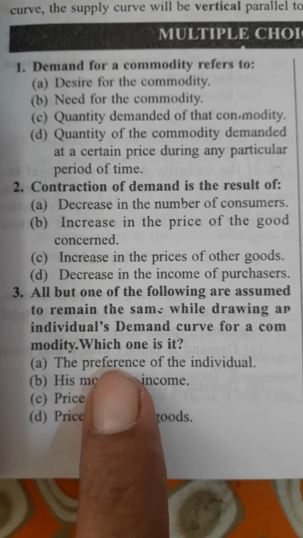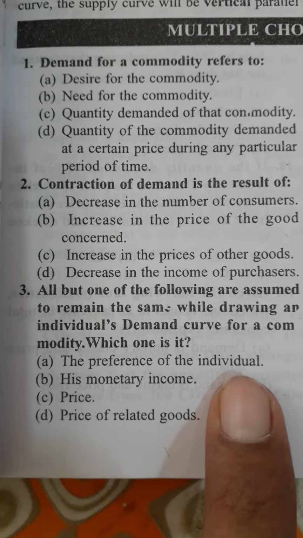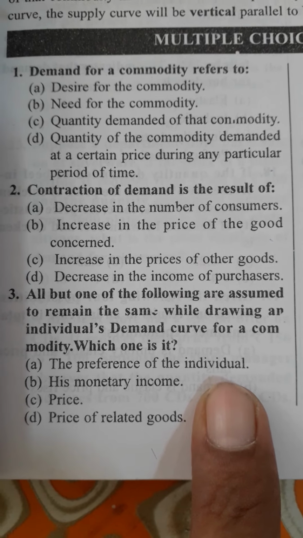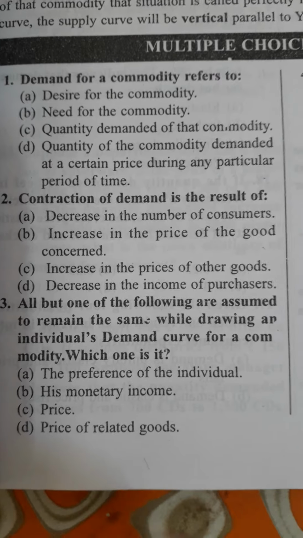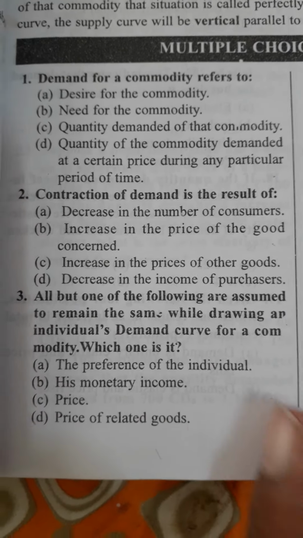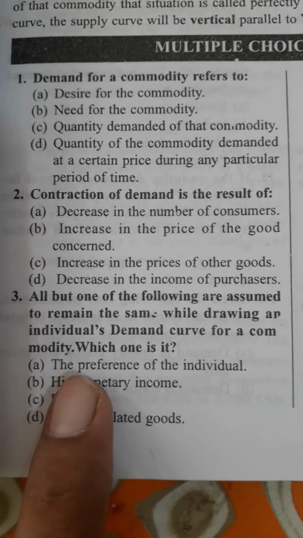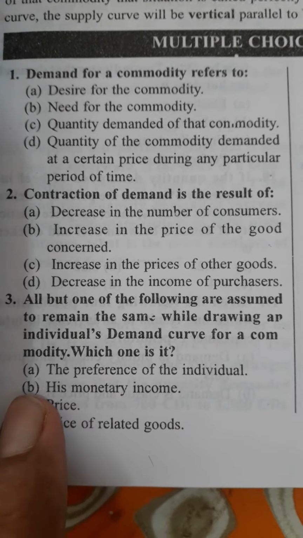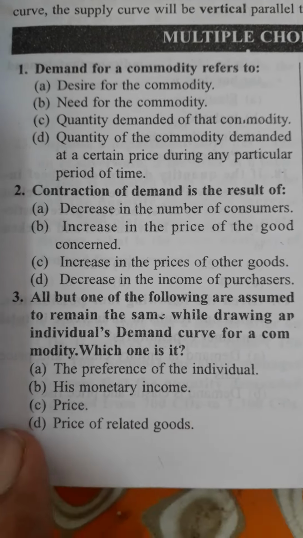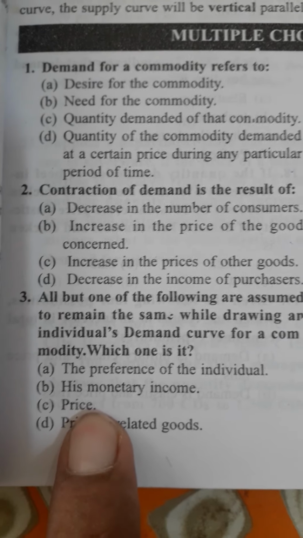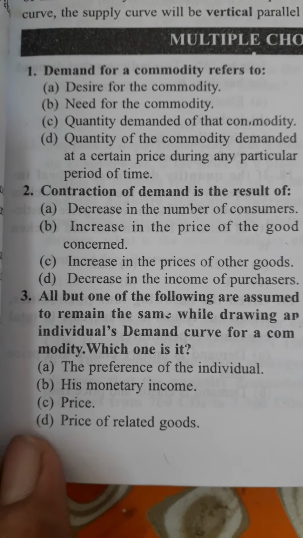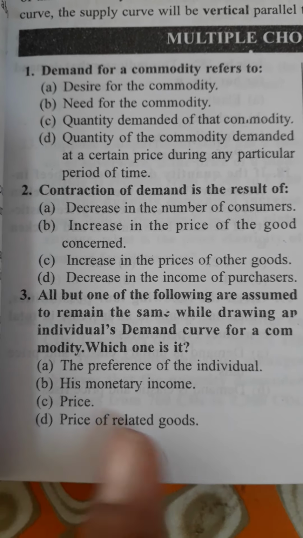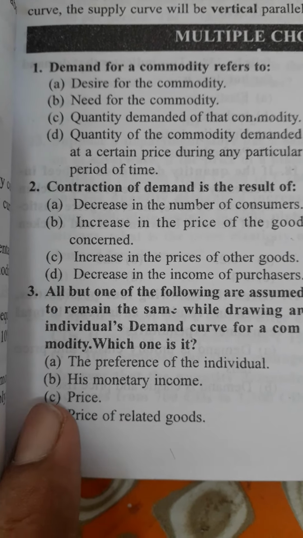Option A, the preference of the individual, that should remain constant. So, we assume that other things remain constant, that ceteris paribus criteria. That condition means that except the price of the same commodity, other conditions will remain constant. Option B, his monetary income, that should remain constant, and the price, only this varies while constructing the demand curve. And option D, price of related good, that also should remain constant. So, the option that is right is option C.